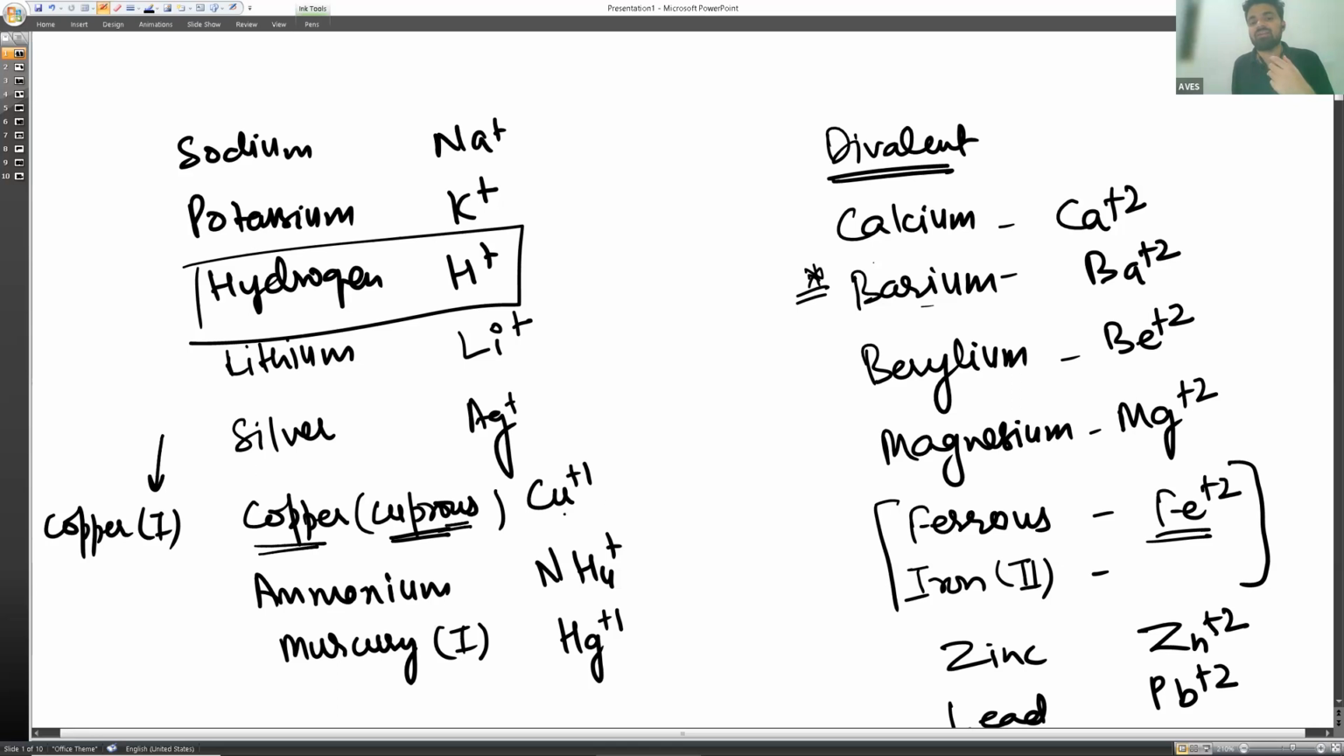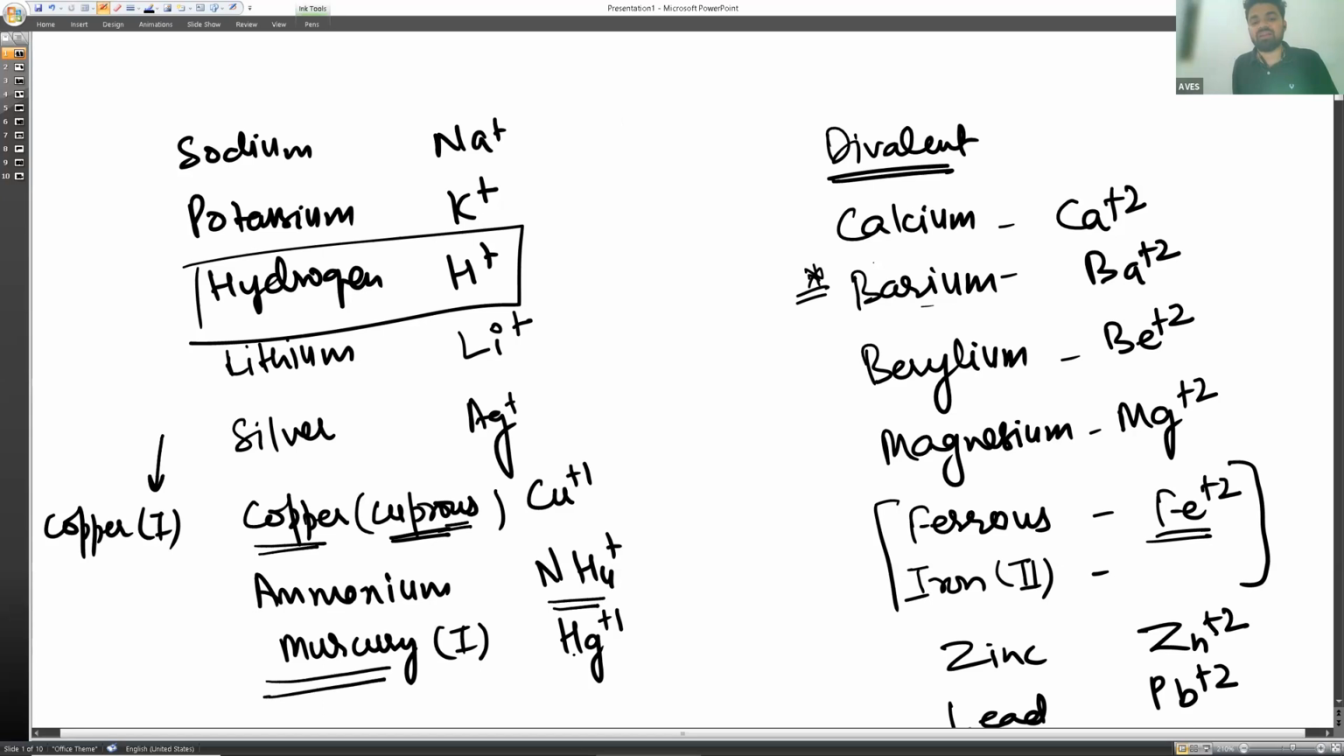It has valency 1. Ammonium ion has the formula NH4 and its valency is 1. Together, this is a polyatomic ion, since more than one kind of atom is present. So it will be the ammonium ion.